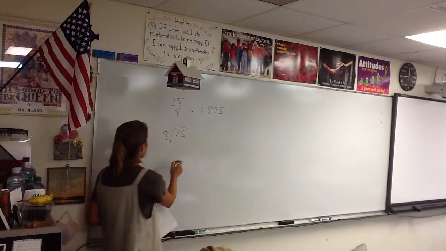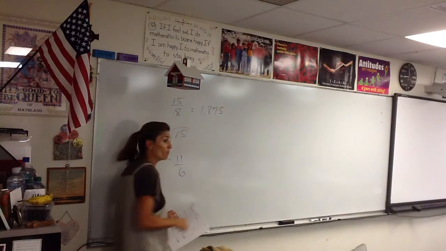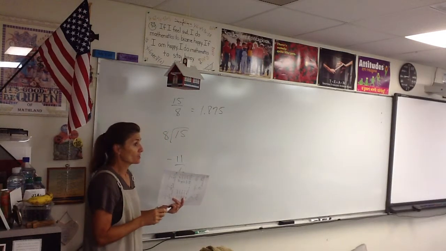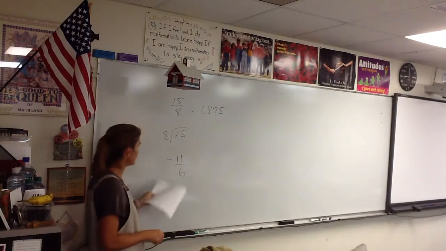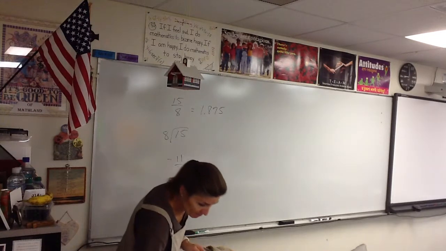Okay, negative 11/6. Okay, we okay with 1.875? It's called a terminating decimal. That's the decimal equivalent of 15/8. Easy, easy, easy. Negative 11/6.